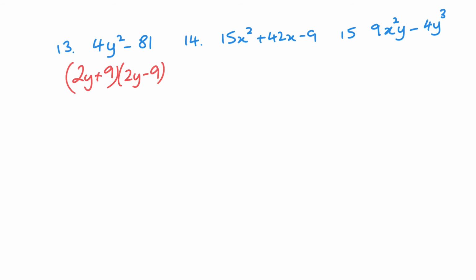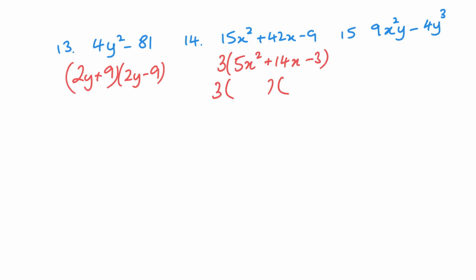But in this case it's not necessary, not at the beginning, because what I need to realize to make my life easier is that there's a factor of 3 that will go into each of these. So that is where I want to start. So if I take 3 out, I'm left with 5x squared plus 14x minus 3. Now I've just simplified it a little bit and made my life a little bit easier.